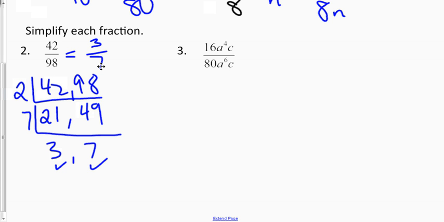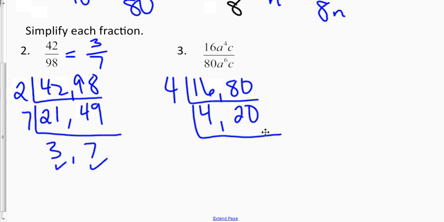16a to the 4th c over 80a to the 6th c. Okay, again, use my ladder, get 16 and 80 in there. I can divide by 4. 4 goes in 16 4 times, into 80 20 times. I can divide by 4 again. I get 1 and 5. So I know at least in my fraction, I'm going to have 1/5.